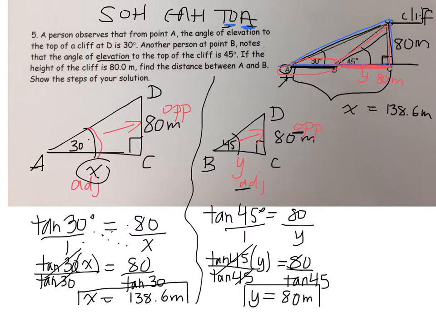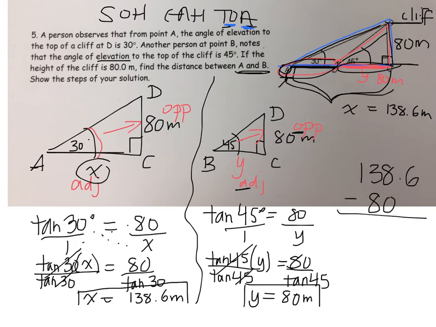How do I find out AB, which is what the question asked? We know the whole thing. We need to cut out a part of it to get the remaining part. So what operation do I have to do? Subtract. We're taking the 80 out of the whole thing. What are we left with? 58.6 meters. So the distance between A and B, from here to here, is 58.6 meters.